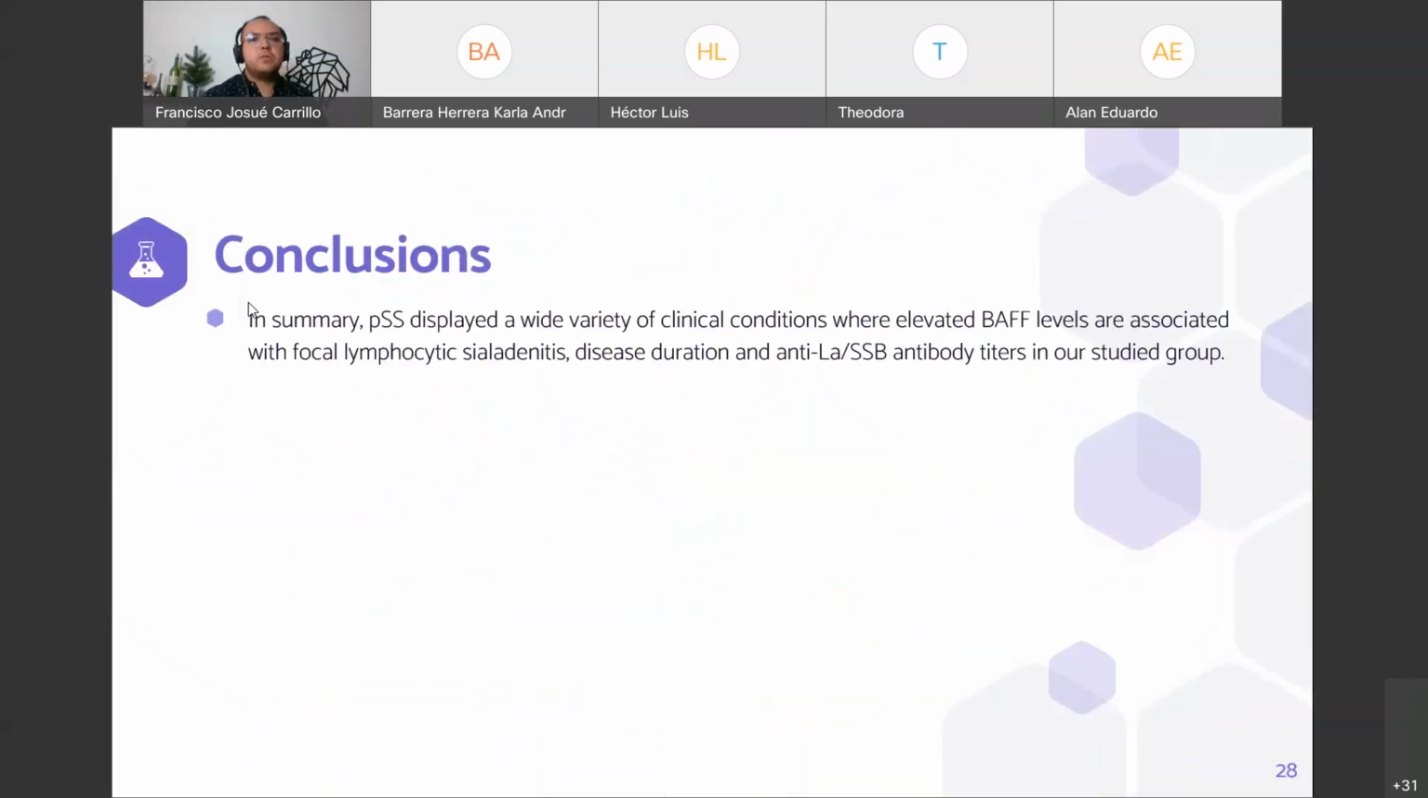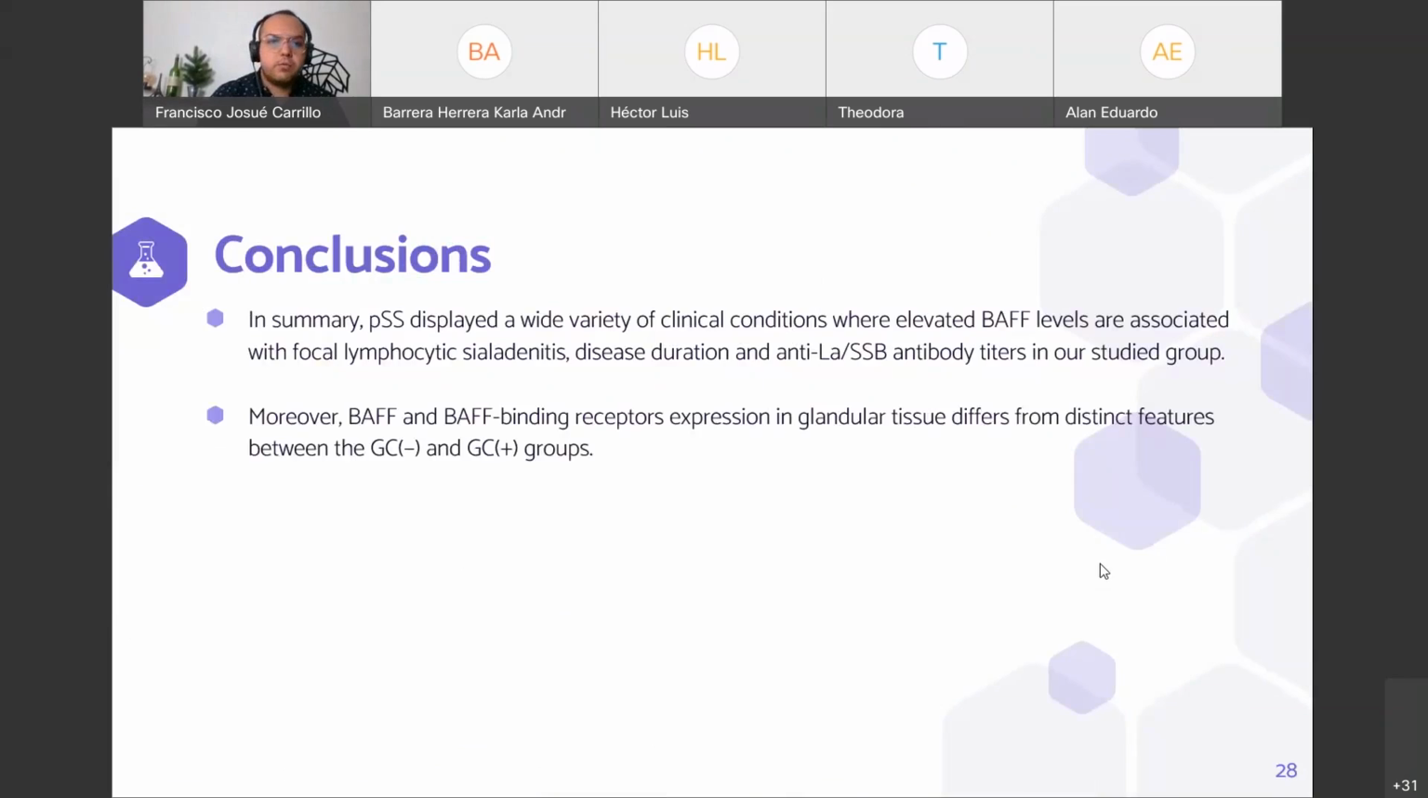So just to punctualize some conclusions, primary Sjogren syndrome displays a wide variety of clinical conditions where elevated BAFF levels could be associated with a focal lymphocytic sialadenitis, but also with the disease duration, with the production of autoantibodies, especially as we can tell in our study groups. Moreover, BAFF and the BAFF binding receptors expression differs from distinct features between these two groups of the germinal center negative and the germinal center positive groups.